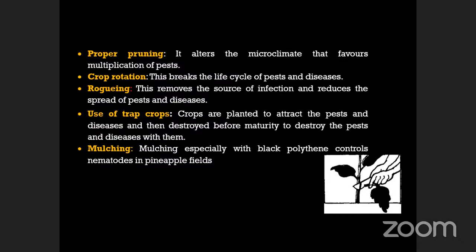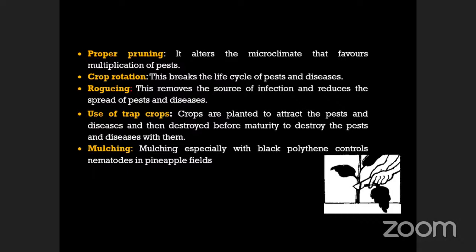All right, thank you. Pruning simply means you remove the branches and excess leaves. When you remove the excess leaves, you remove the alternate microclimate, the conducive environment for pests to multiply. So that's why we have to do pruning, and we control the pests in that way.